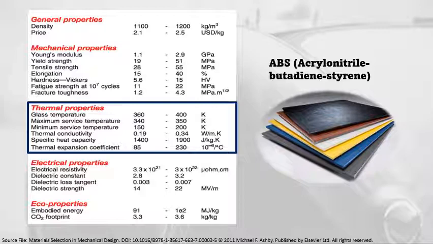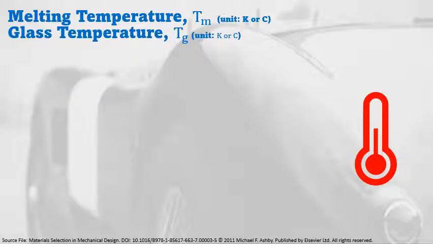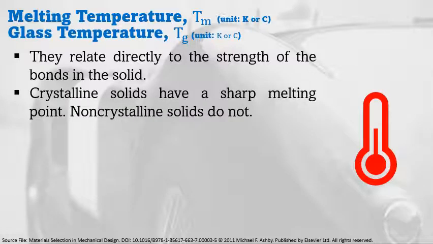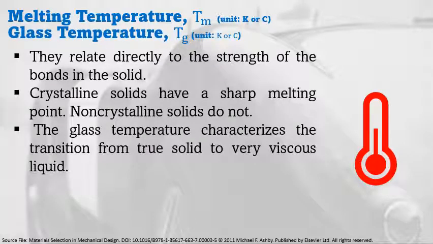Let us discuss the thermal properties, beginning with the melting temperature and the glass temperature. Both of these are directly related to the strength of the bonds in the solid. Crystalline solids have a large melting point. Non-crystalline, on the other hand, do not. The glass temperature characterizes the transition from the true solid to a very viscous liquid.